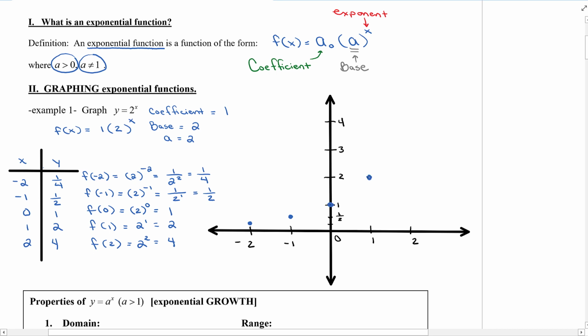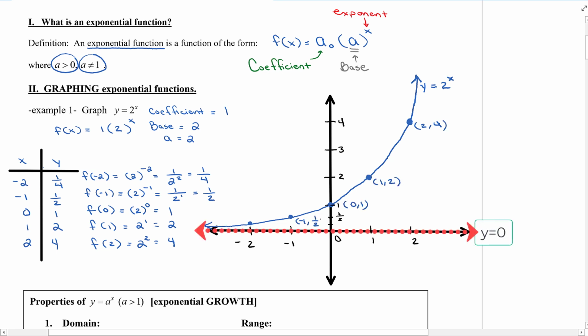Next is (1, 2), and then (2, 4). I'm going to go ahead and draw the curve that goes through these points, extend it all the way to the ends of my coordinate plane, and draw arrows on the ends. I'm going to label this with the equation y equals 2 raised to the x power, and label each one of my points with its corresponding ordered pair.